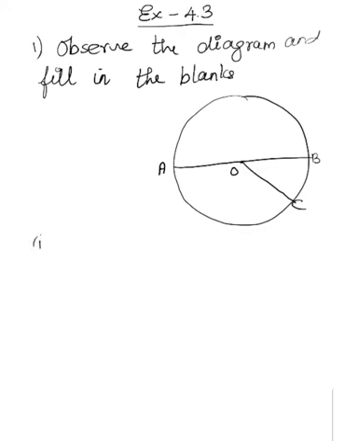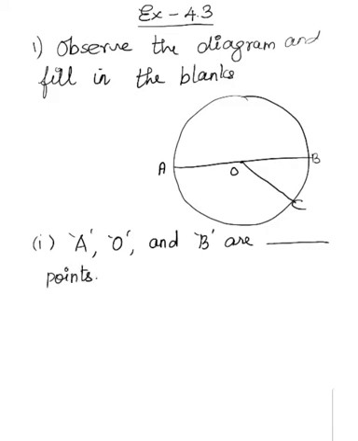The first question is: A, O and B are dash points. See, here is A, here is O and here is B. They lie on the same line. Points that lie on the same line are called collinear points. So A, O and B are collinear points.